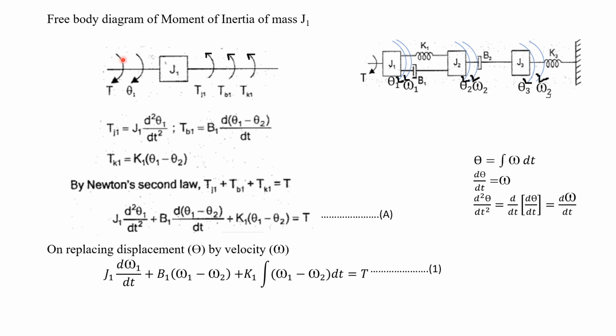Similarly, immediately after this J1, what we have to do? We have to mark the output angular displacement, that is theta 1. In addition to that, we have to represent this omega 1 also. So here you should represent this omega 1 also. Understood?